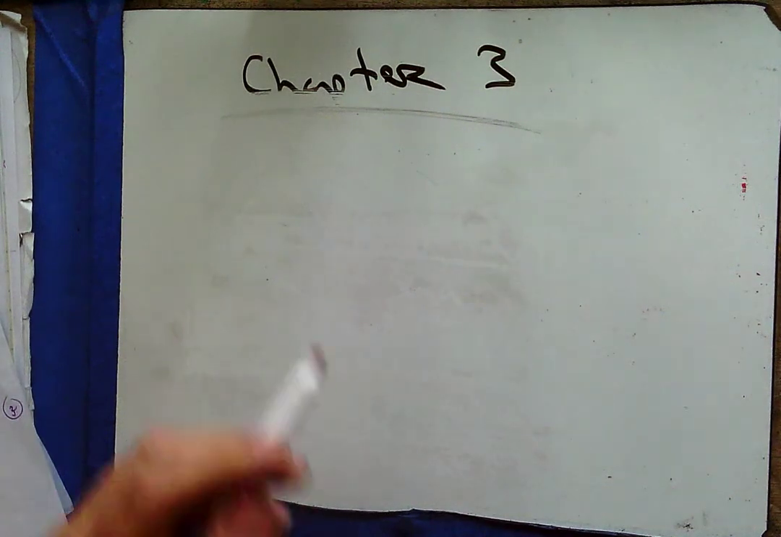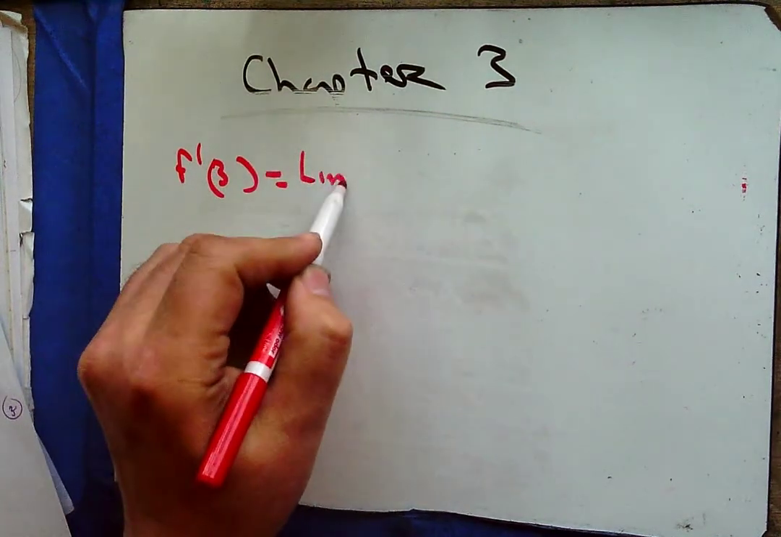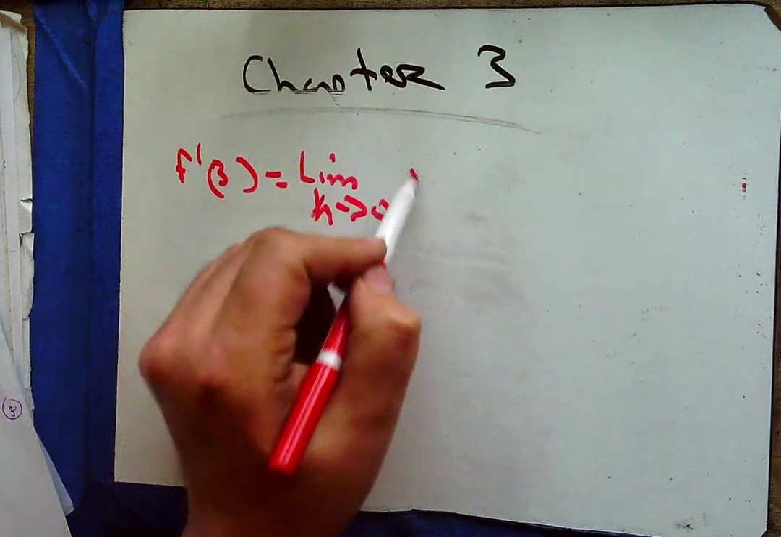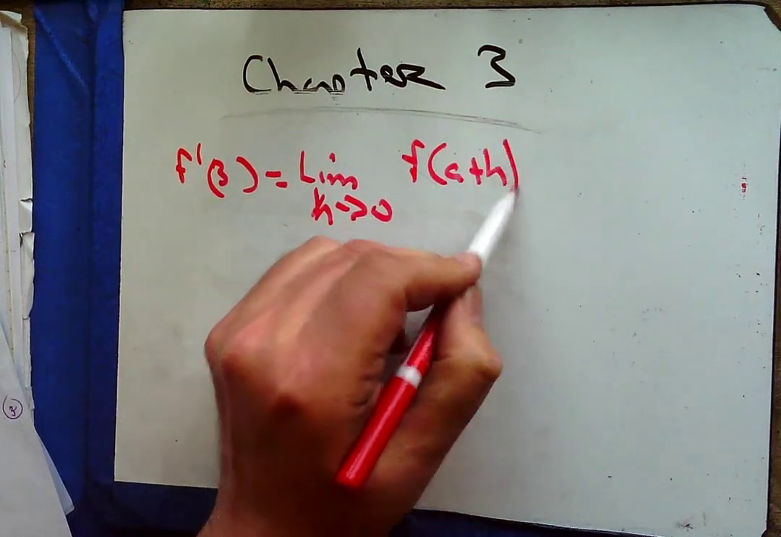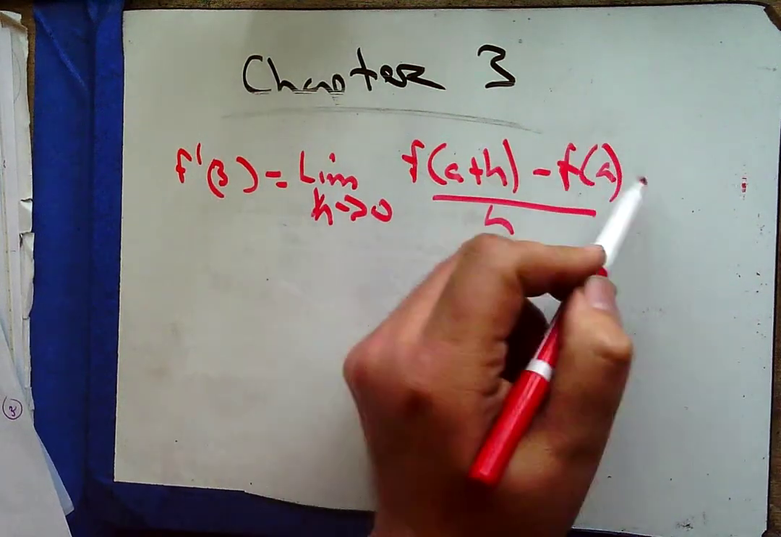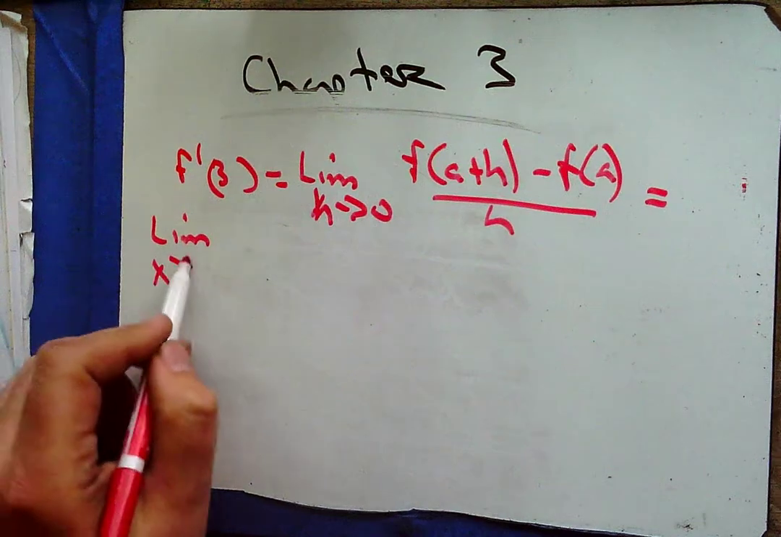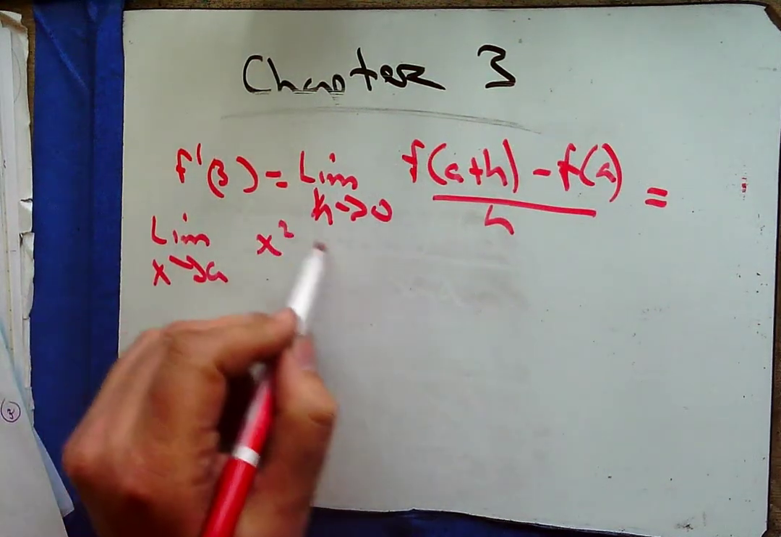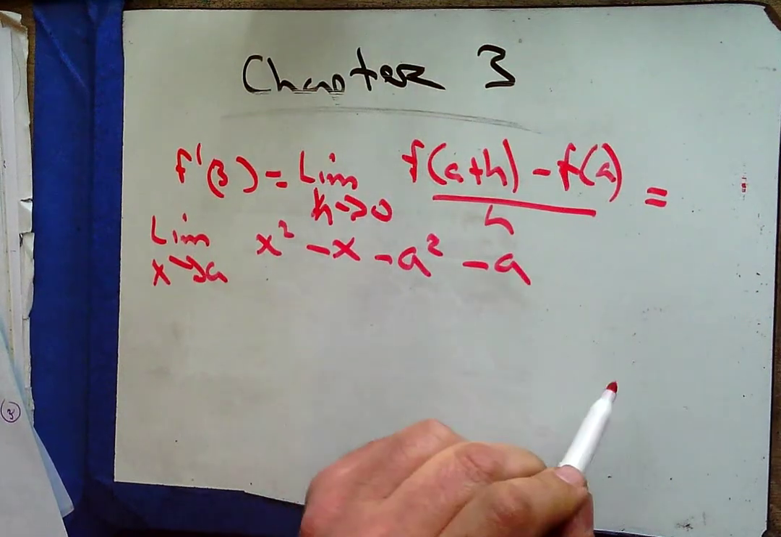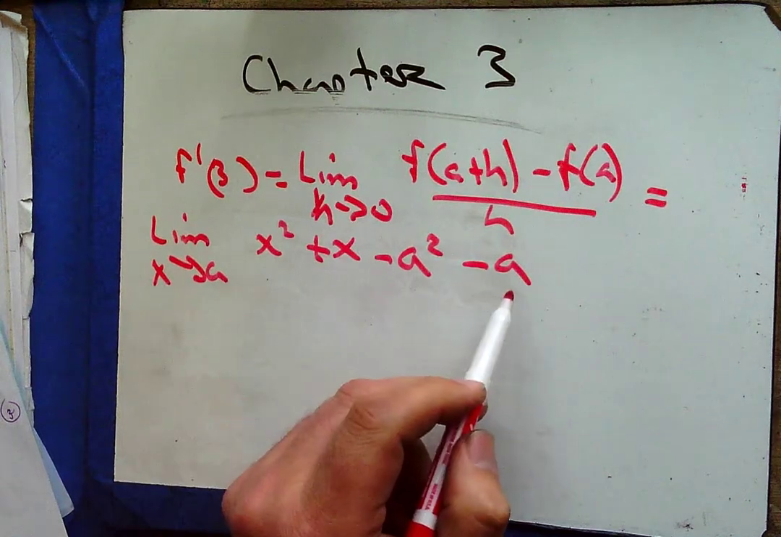All right, how about this one? F prime of 3 equals the limit as h approaches 0 of f of a plus h minus f of a all over h. And then they said that was equal to the limit as x approaches a of x squared minus x minus a squared minus a. But wait, that's supposed to be a plus. Okay.